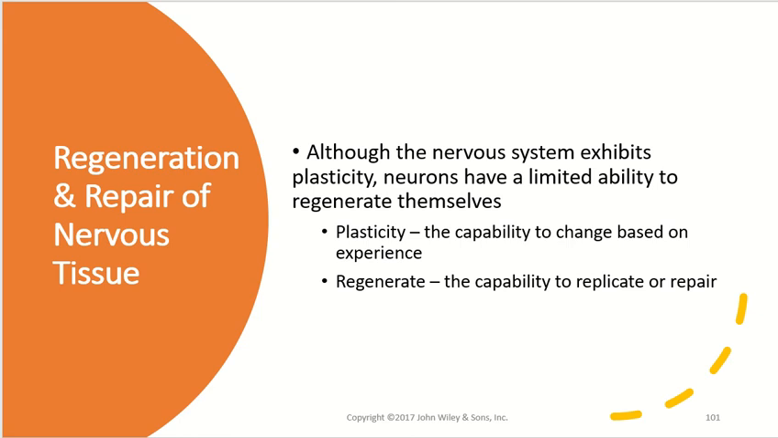And then last but not least, we need to talk about the regeneration and repair of nervous tissue. So although the nervous system exhibits plasticity, neurons are going to have a limited ability to regenerate themselves. So plasticity is going to be the capability to change based on experience, whereas regeneration is going to be the capacity or the capability to replicate or repair itself.